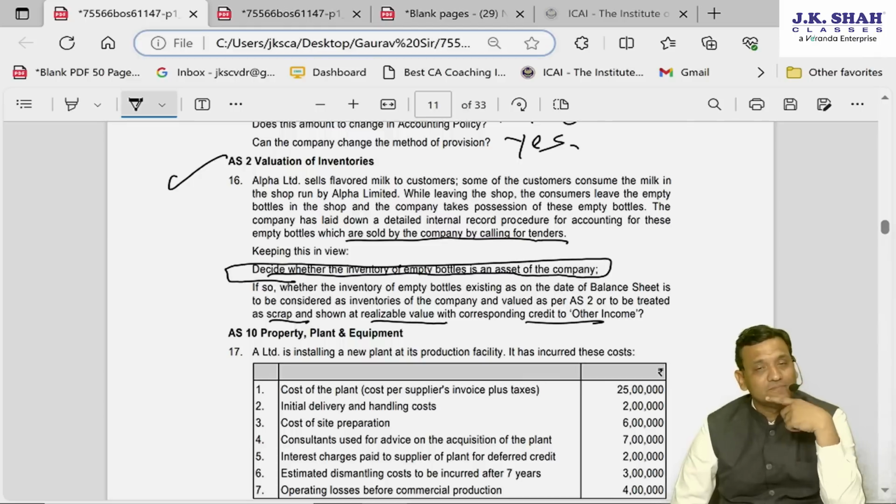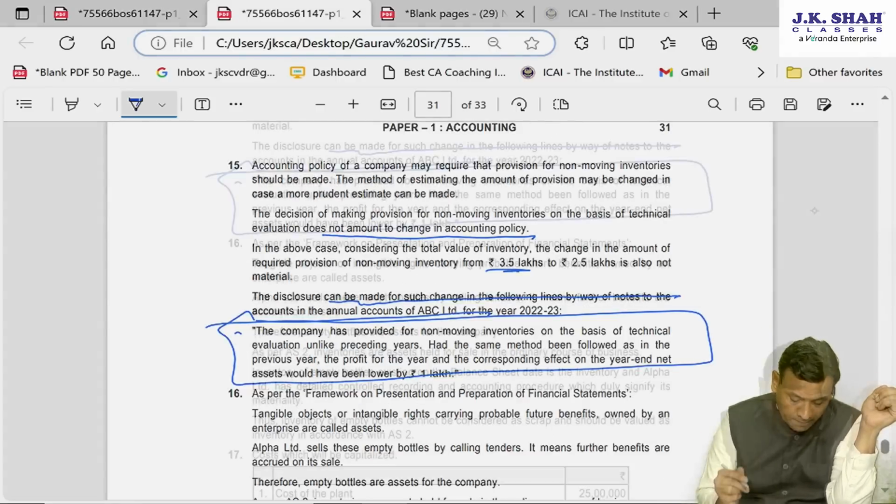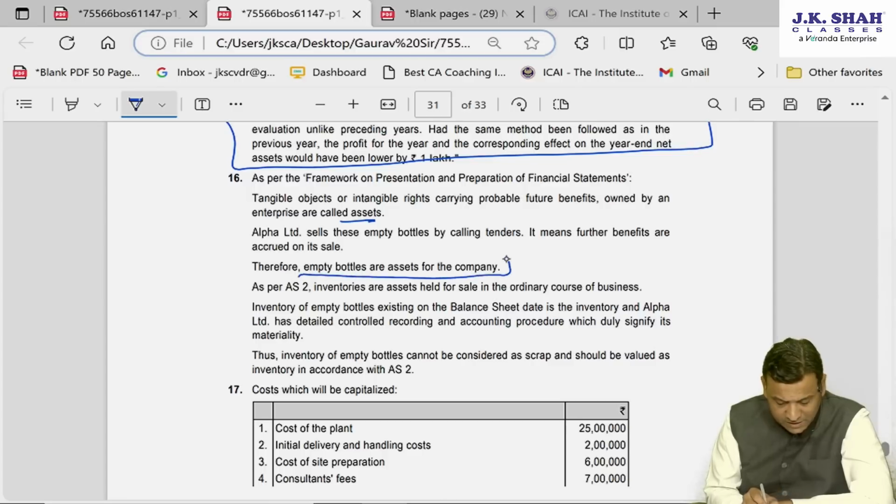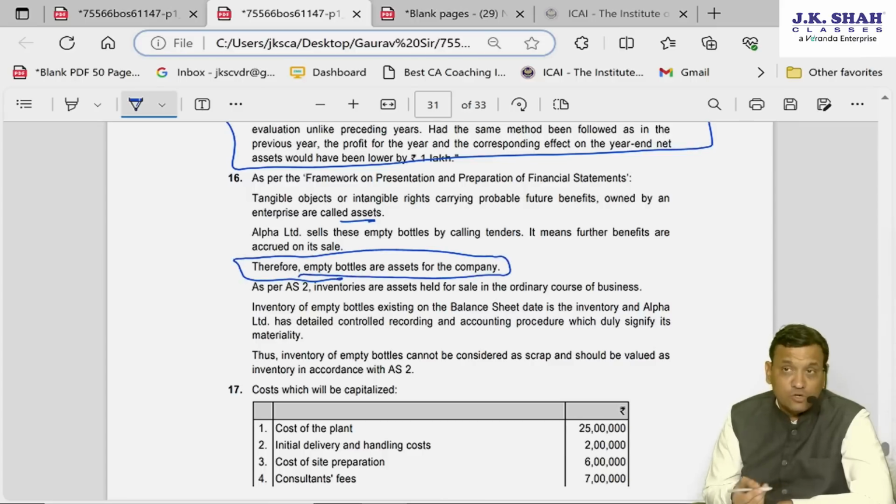Now what is an asset? That is given under the framework for the preparation of financial statements. It says an asset is a resource controlled by an entity from which future economic benefits will flow to the entity. Don't you think this is an asset? Therefore, an empty bottle is an asset for the company because it's a resource controlled by us only.